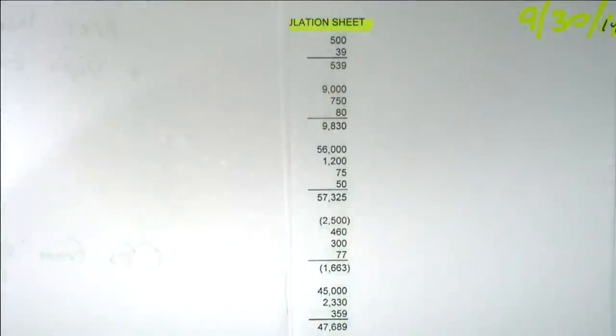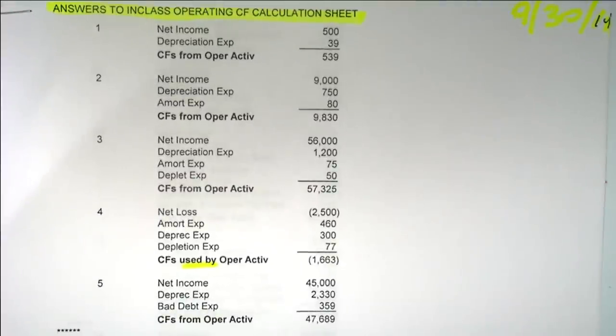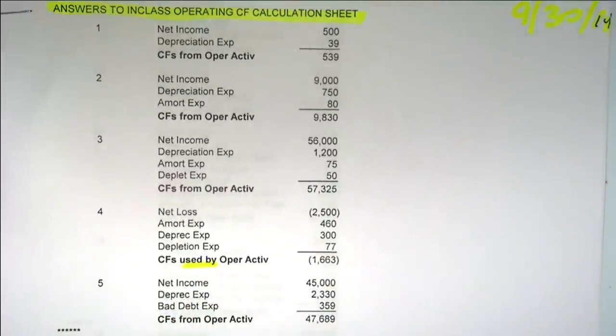Okay, let's take a look at those answers. You had the check figures, right? Okay, so here are the answers. Now, don't just give me that, okay? Give me that. Notice on number four, I called that net cash used by operating activities. If on the test you accidentally said net cash flows from operating activities, even though it's a negative number, I would not have subtracted points from it. But that is the answers one through five.